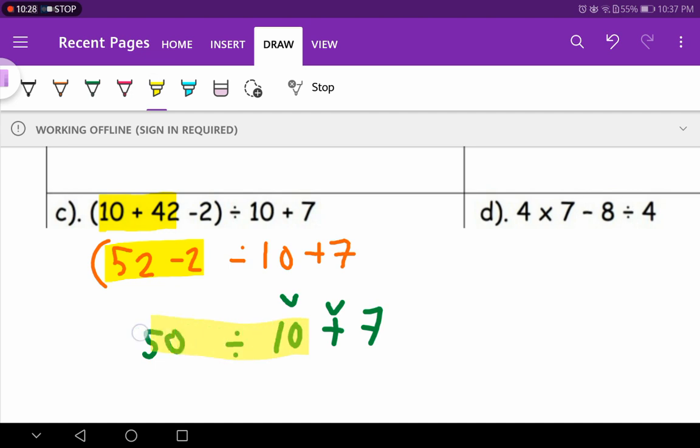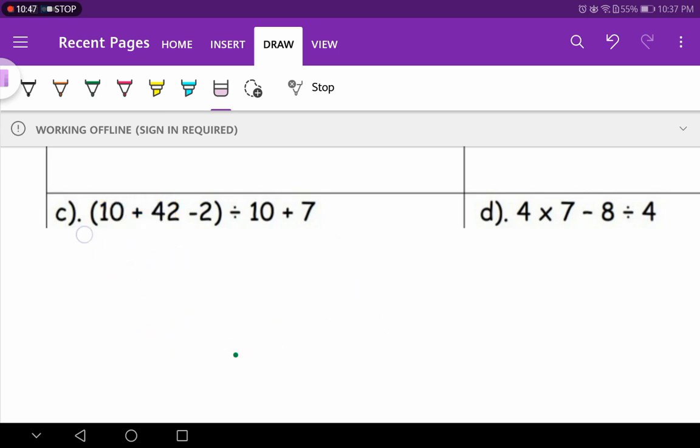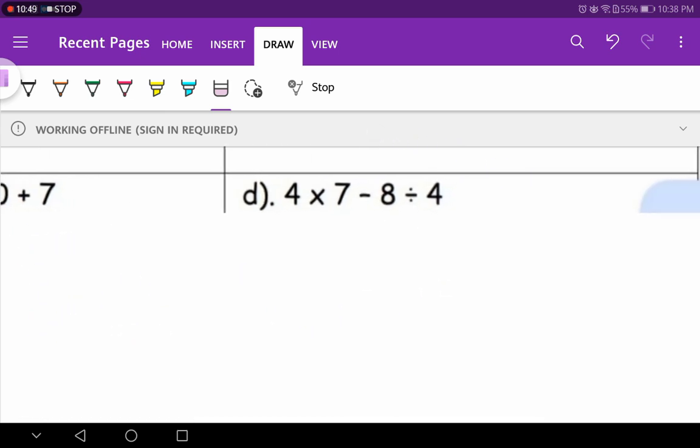Now 50 divided by 10. Why do you do the divide? Because it's stronger than this. So 50 divided by 10 equals 5. 5 plus 7 gives me 12. Okay, now let us do D.